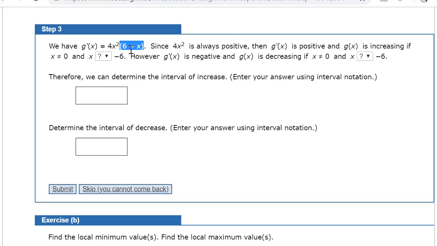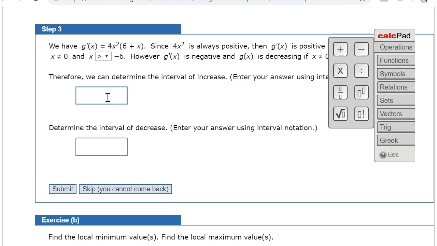So if we set this thing greater than 0, we can solve for that by bringing the 6 over to the other side, so x is going to be greater than negative 6. However, g prime of x is negative and g of x is decreasing if, again, x is not equal to 0, and this time we have the opposite relation for negative 6. Therefore, we can determine the interval of increase. So the interval of increase is happening when g prime of x is bigger than 0, and that happens when x is bigger than negative 6. So we want to be bigger than negative 6.